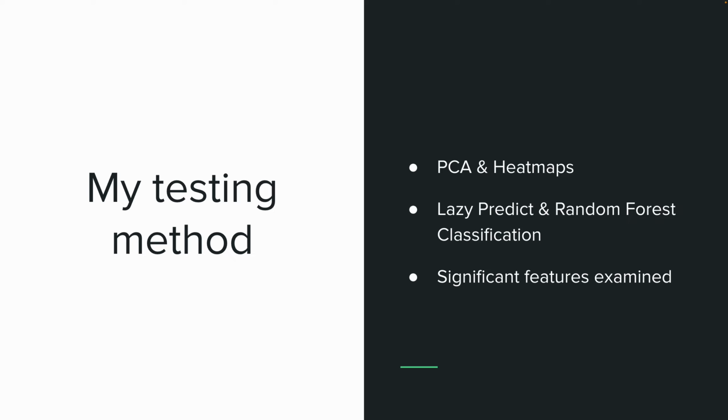So I used lazy predict to try to run a large number of classification models all at once and get an estimate of which would be able to work with the data most successfully. And lazy predict actually predicted random forest to be one of the top 5 models. So I ended up proceeding with that classification method. And from there, I looked at which features were deemed significant in the random forest classification.